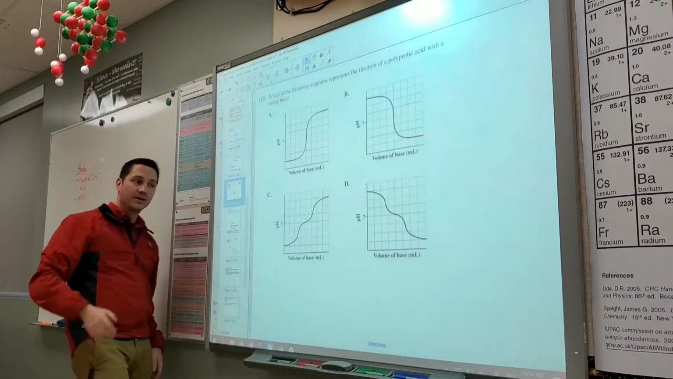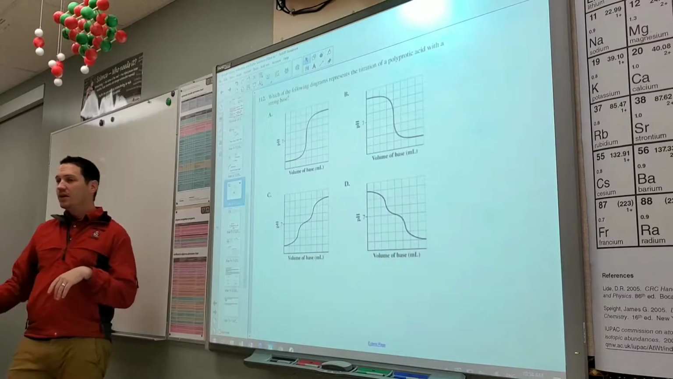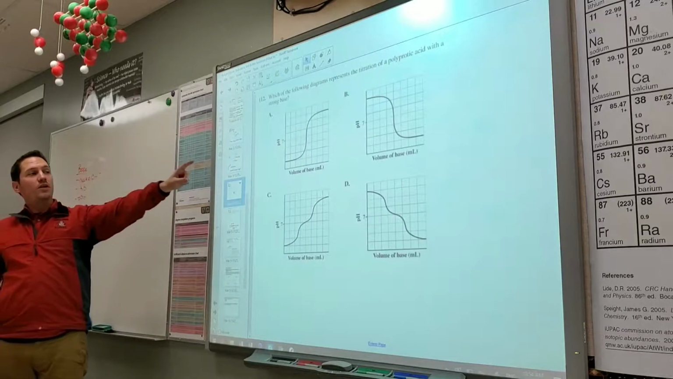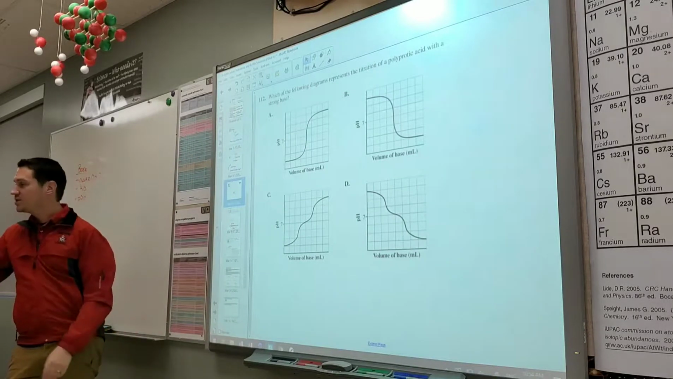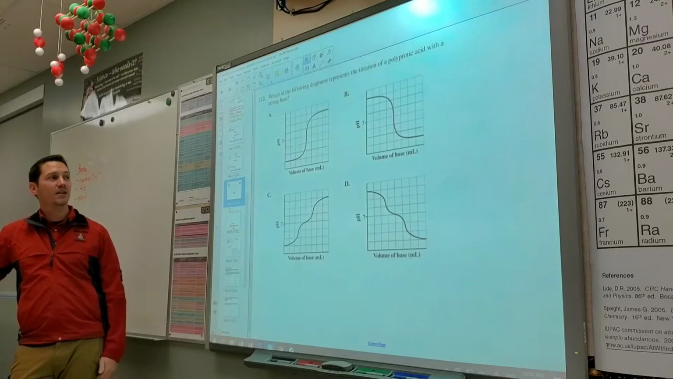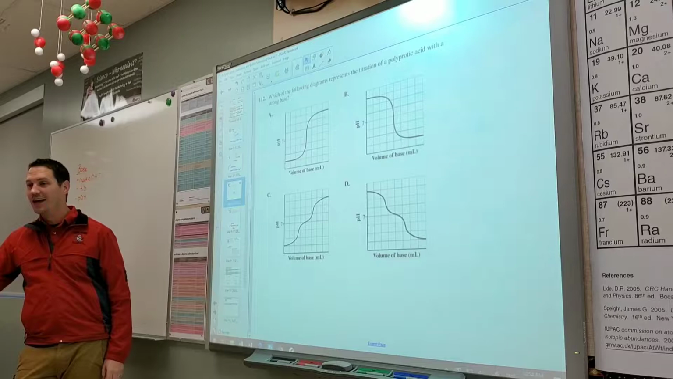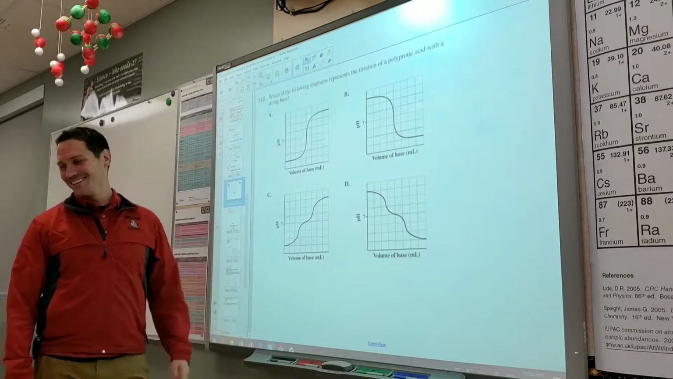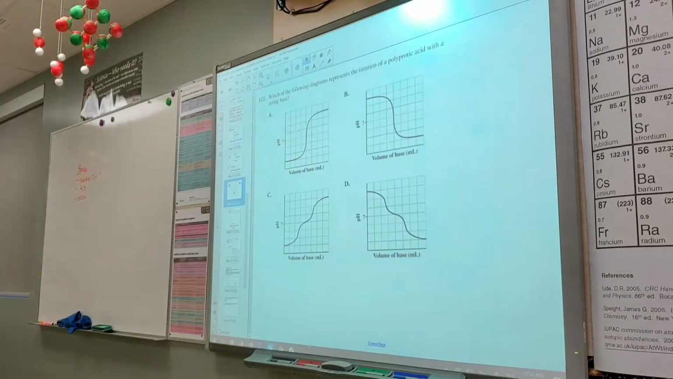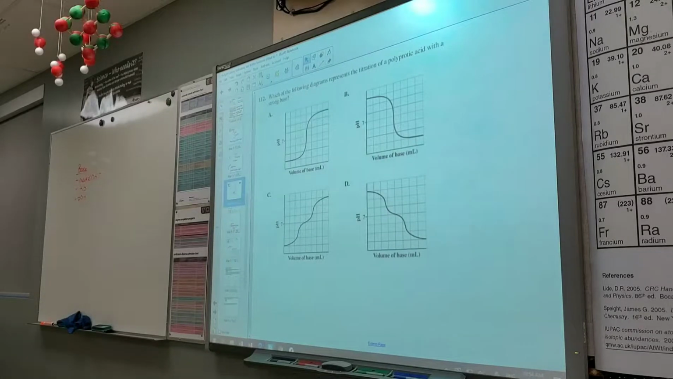All right. What I want you to do is figure out which one of these diagrams represents the titration of a polyprotic acid with a strong base. You have 30 seconds. Done. Good. It's pretty easy, right?